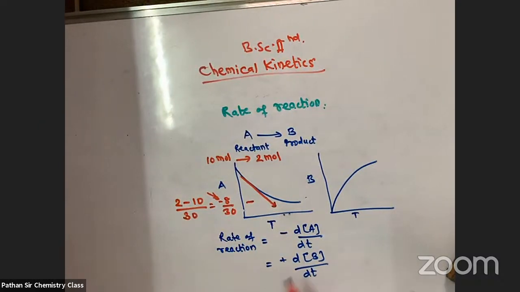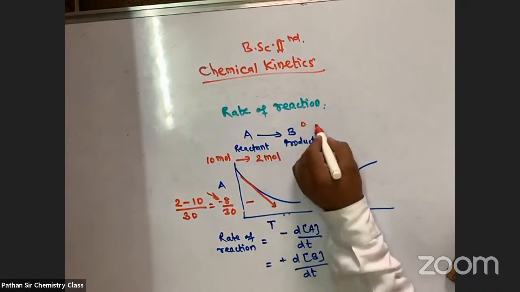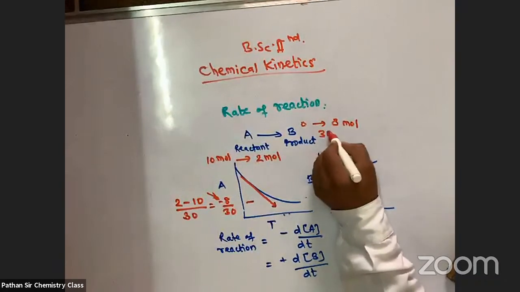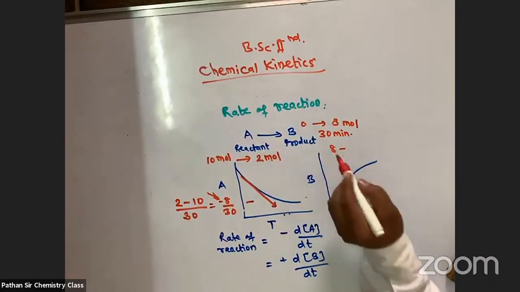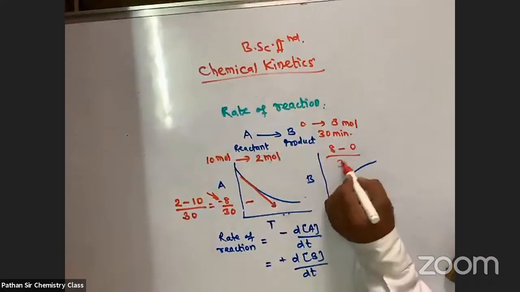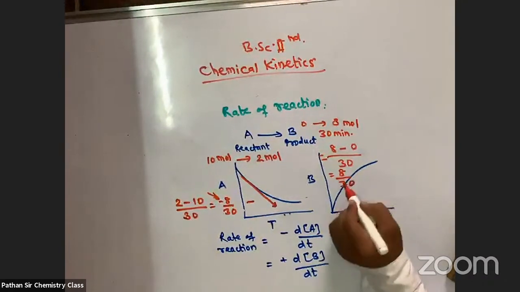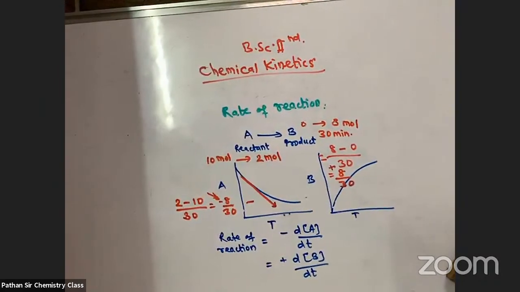but in terms of product is positive. Means say initially the concentration of product B is 0, but after some time 8 mole is produced, say after 30 minutes. What happens? The final amount 8 moles, initial amount 0 divided by 30. So 8 minus 0 is 8 divided by 30. So it is positive quantity. So rate of reaction in terms of the reactant is negative, and rate of reaction in terms of product is positive.